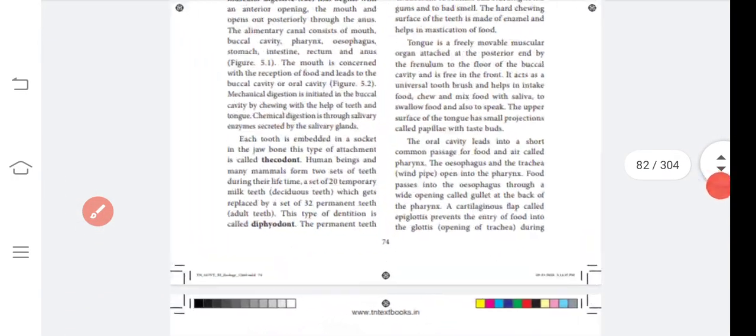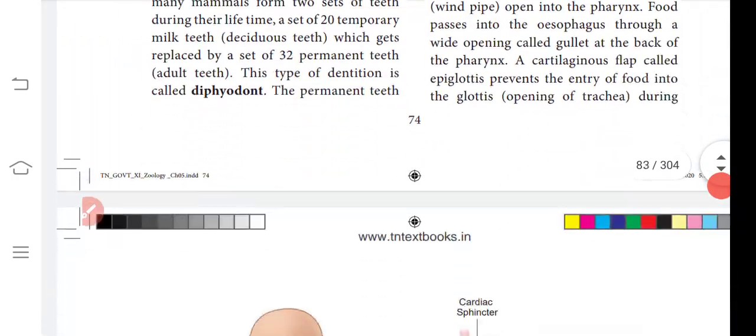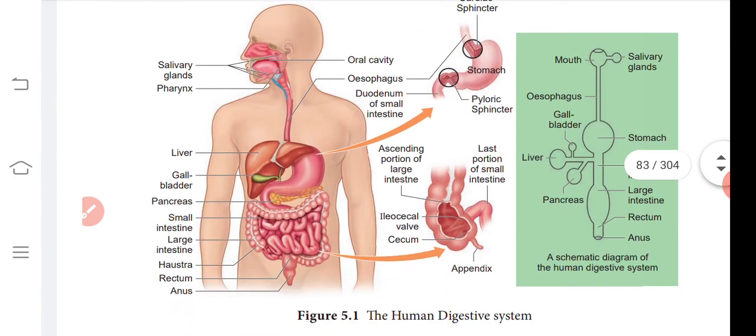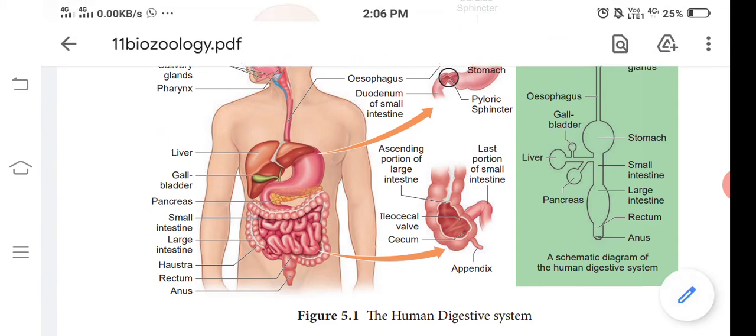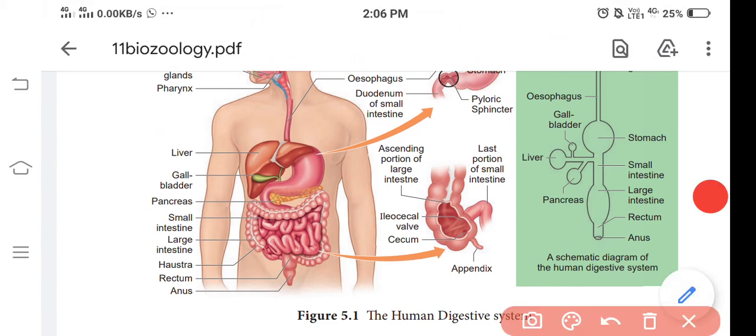Okay, so next we have the human digestive system structure with the diagram. Here you can see the structure, and not only the structure but also the glands associated with digestion, all given towards the left-hand side, which are the glands that secrete enzymes which help in the process of digestion.